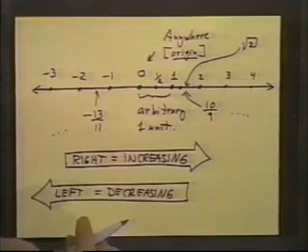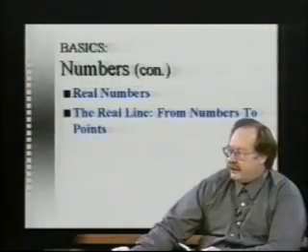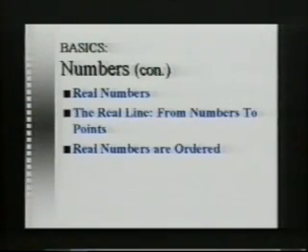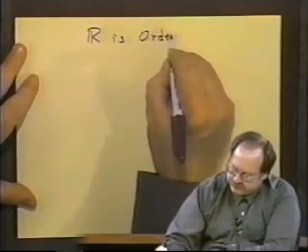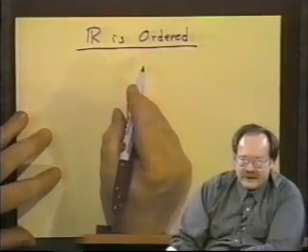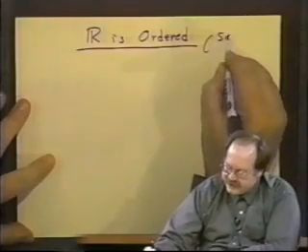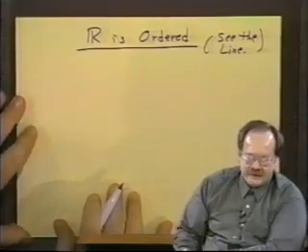All right, let's go back to my list and we'll talk about another aspect of the real numbers. We looked at real numbers and the real line from numbers to points. Now we'll look at the fact that real numbers are ordered. And you can see that from the line, but we can say even more. So, R is ordered. That means that some numbers are bigger than other numbers. It's a very commonsensical idea. And as I said before, see the line. I guess I could stop there and say that's all there is to it.